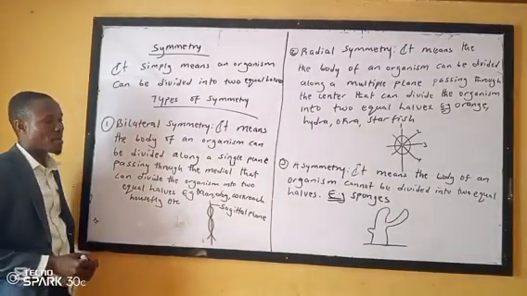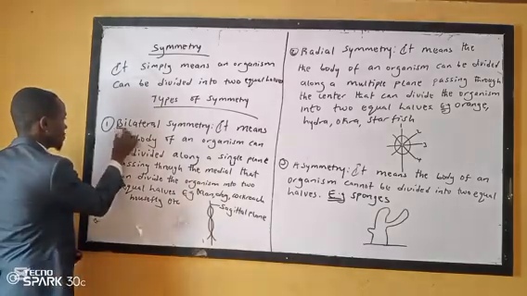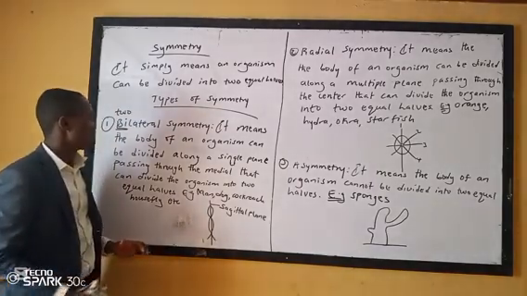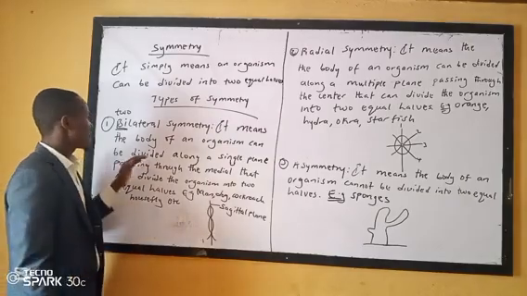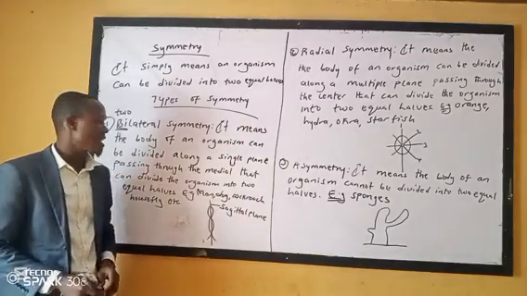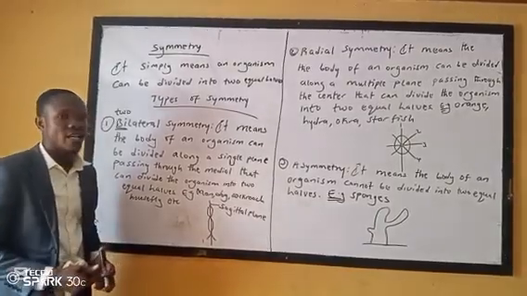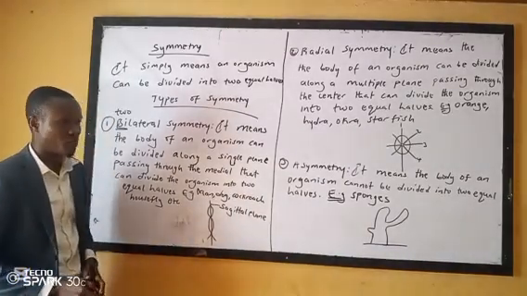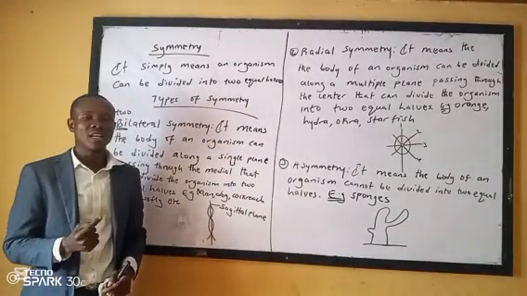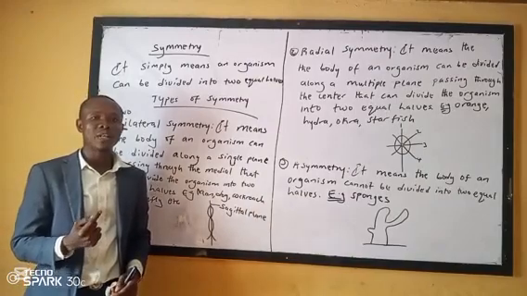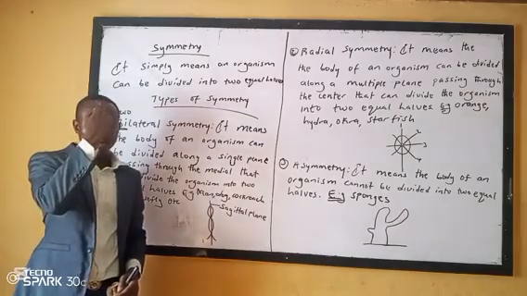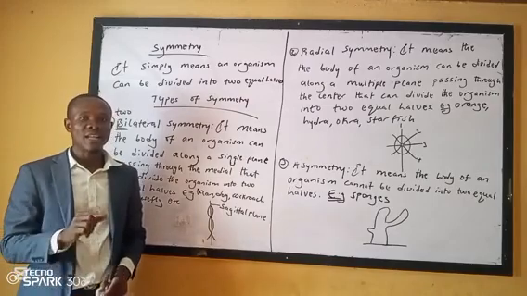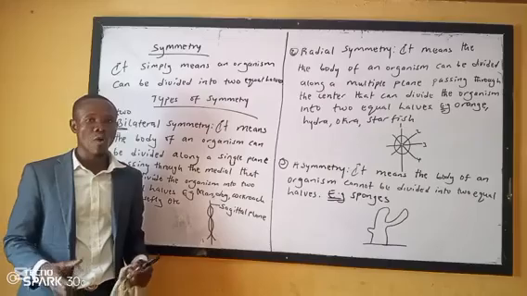Number one is the bilateral symmetry. This word bi means two. So bilateral symmetry simply means that the body of an organism can be divided along a single plane. For example, let's say this is a human here, which I drew here. That means there is only one plane, and that plane is passing through the medial part of the organism that divides the organism into two equal halves.